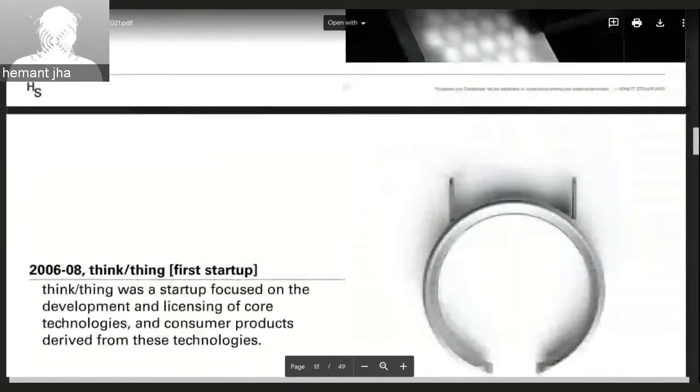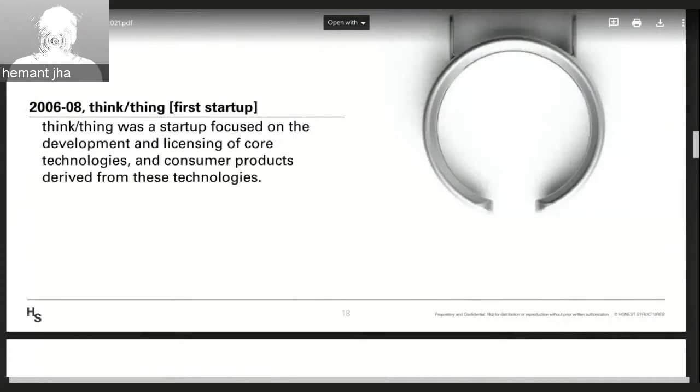Shortly after Sony, I had my first startup, and I think it was actually having learned a lot from the past few years that this was the business model that we had. So ours was a startup focused on the development and licensing of core technologies. We would create them in-house. We would figure out what the applications might be, and we would create consumer products which would derive from these technologies and put them to use, right? But we wouldn't manufacture them. We would license them to other manufacturers who were already in the business of making and selling similar products.